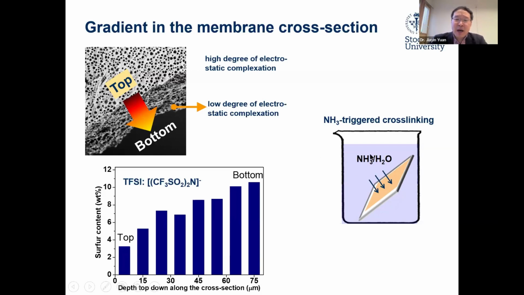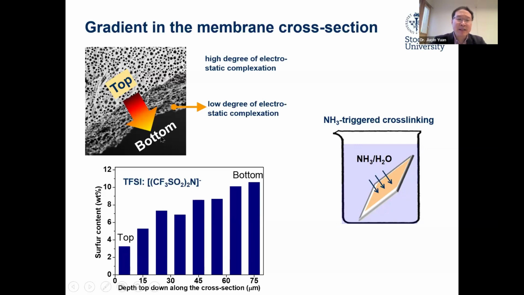Now the story comes: ammonia is a cross-linking agent, right? So where ammonia is, there you will introduce the ionic cross-links. When the ammonia diffuses from the top to the bottom, you will have a gradient concentration of ammonia along the cross-section, right? On the top area, you have full contact with ammonia, and at the bottom, you have less ammonia. This temporary gradient in the membrane cross-section creates a cross-linking gradient. That means the top part is highly cross-linked, and the bottom part is less cross-linked.